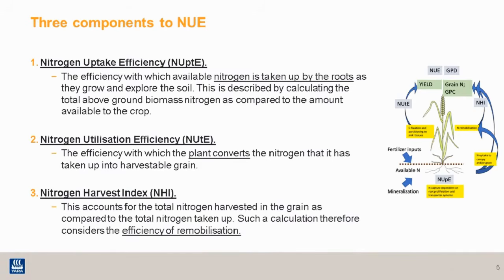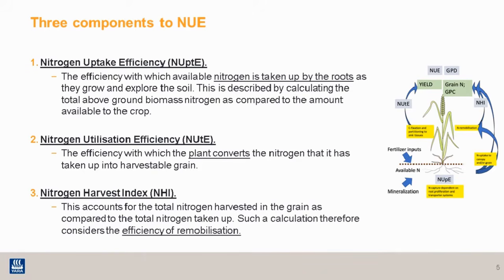So there are 3 components to nitrogen use efficiency. If we look at the first one, then it's about uptake efficiency through the root. So calculating the total above ground biomass nitrogen values compared to the nitrogen that's been available to the crop. So as Eva mentioned, nitrogen in versus nitrogen out.